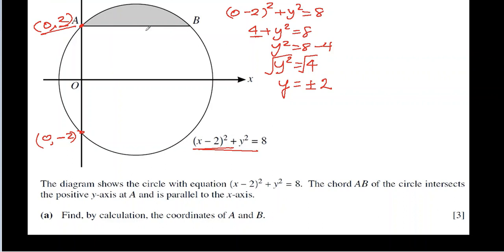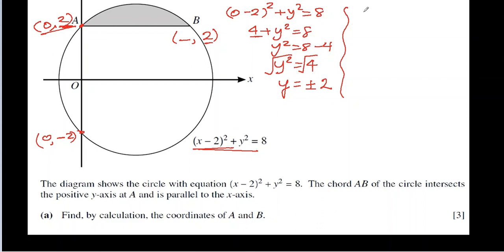Because the y level of both A and B is the same, the y coordinate of this will be 2. We have to find just the x coordinate. Any line parallel to the x-axis has the same y coordinates, so 2 is the y coordinate. So what will we do? We'll now substitute 2 into the main equation here and we'll find two x's again. One of them obviously will be 0. The second one will be our answer.